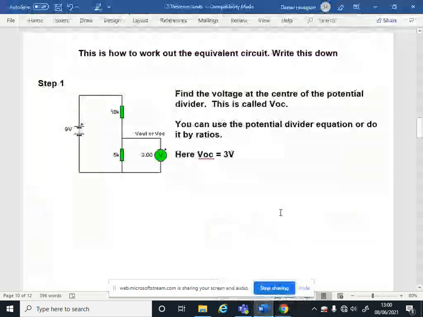Thevenin's theorem. For some reason I didn't save this, so I'm just going to take you through a little video on how to do it. Basically it's a way of starting with a potential divider, and you'll end up with a single power source and a single resistor called the equivalent resistance. And that makes it easier, obviously, when you connect things to the output.